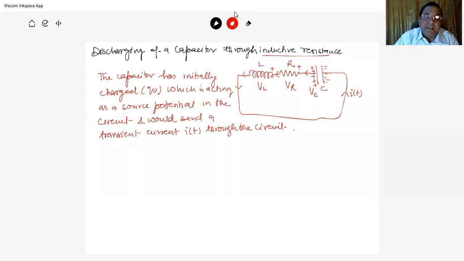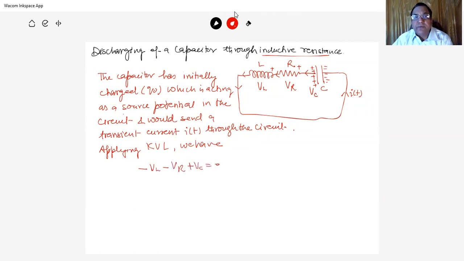The current results in the voltage drop across the inductor as well as the resistance. So applying Kirchhoff's Voltage Law, we have minus VL minus VR plus VC is equal to 0. That is, minus L di by dt minus IR plus VC is equal to 0.